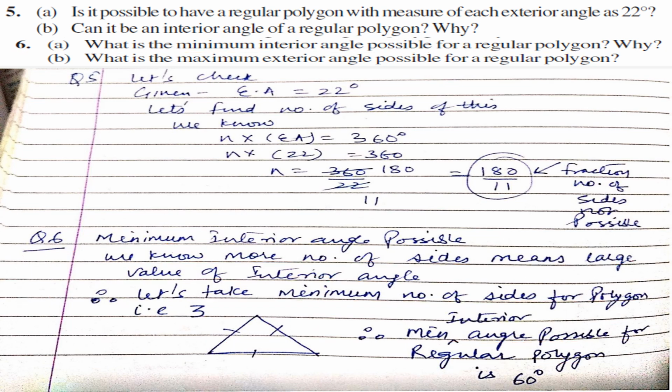Now the B part. What is the maximum exterior angle possible for a regular polygon? In the A part we found the minimum interior angle possible. In B part we are going to find the maximum exterior angle possible. Let's see that.